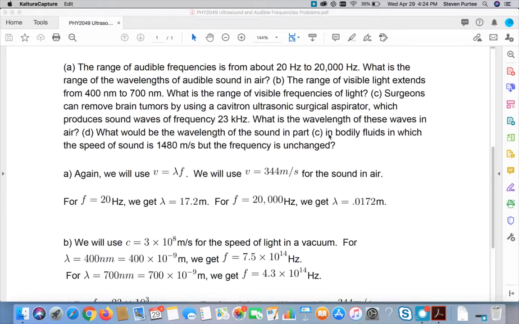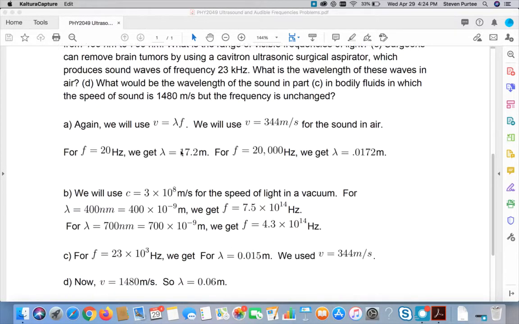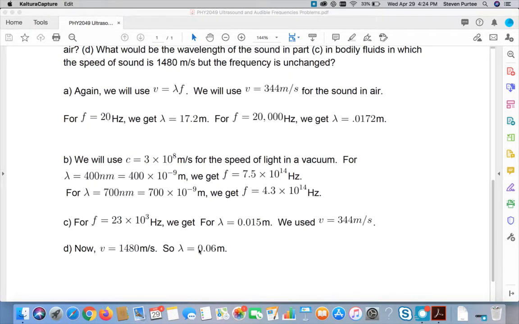Part D says, now play that same game, but now do it in the human body. So we're using 1480 meters per second as the speed of sound through human tissue. And we get about 6 centimeters as our wavelength.